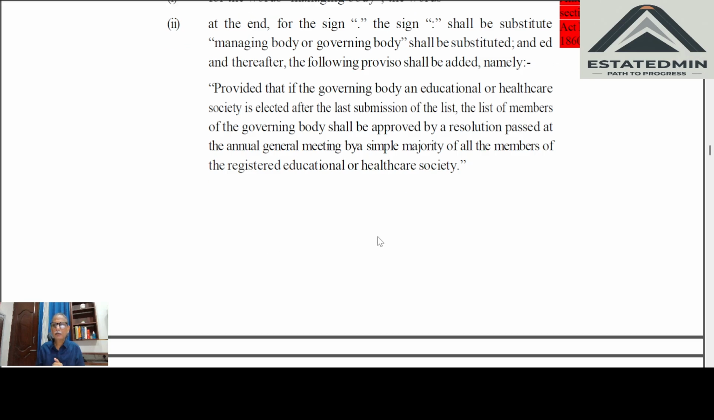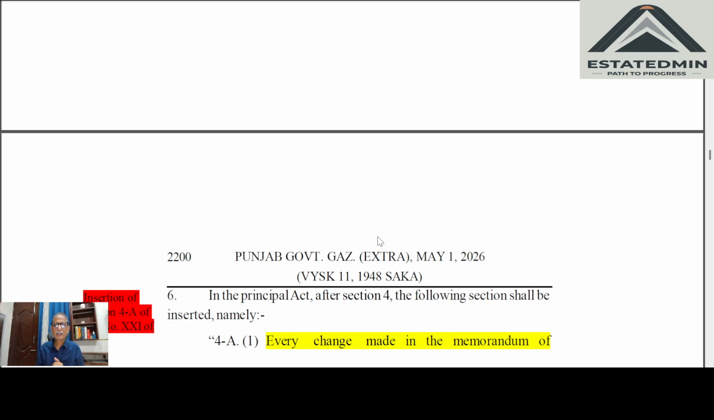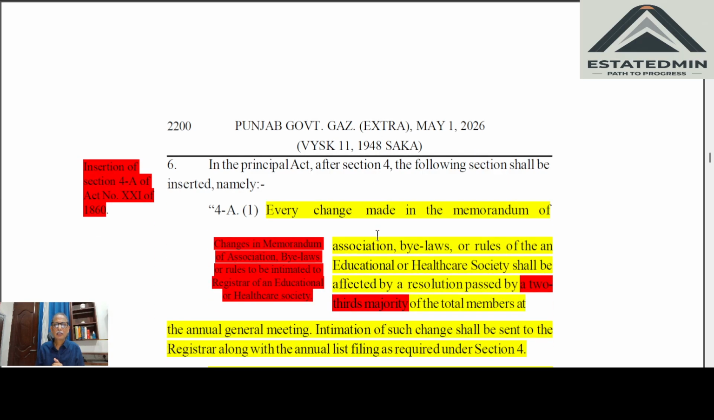Unlike the previous one, where the list was made without passing the resolution, now a meeting has to be conducted, which should be an annual general meeting, when a new member is to be inducted or an old member is to be removed, to effect any change in the list of members. Composition of the society means.